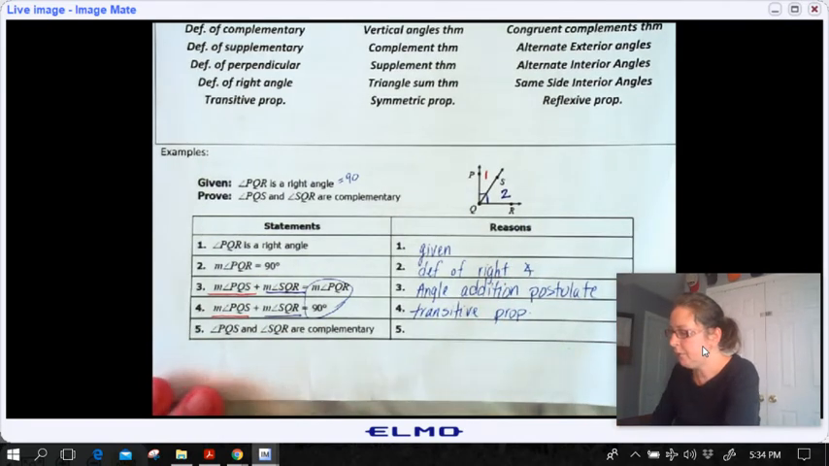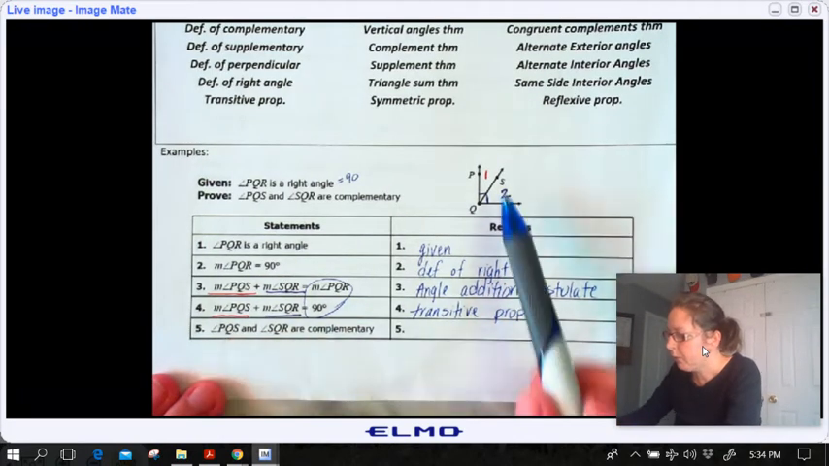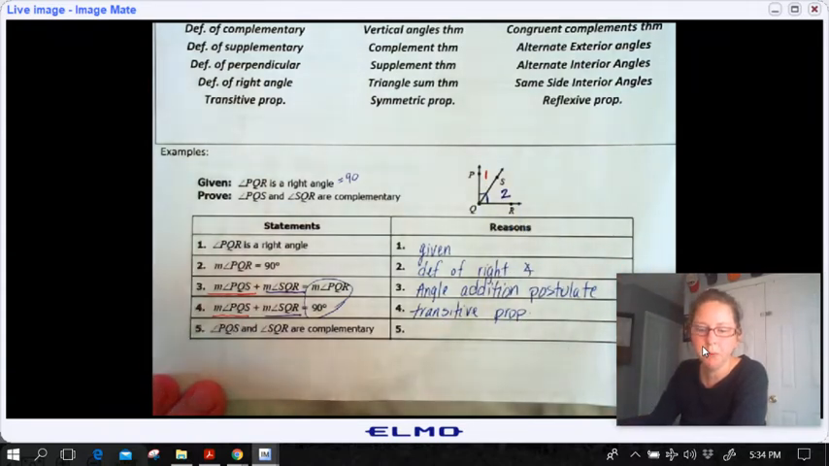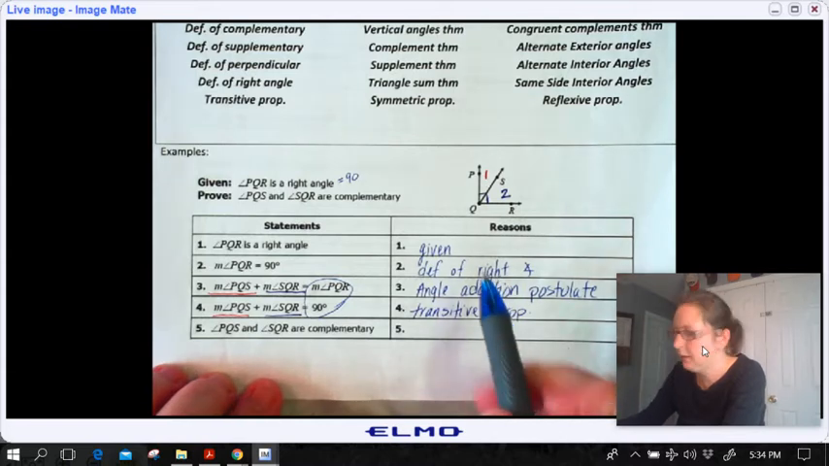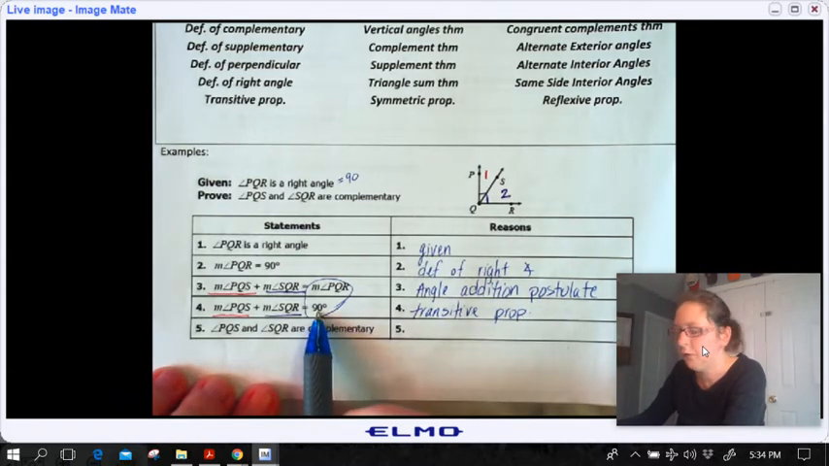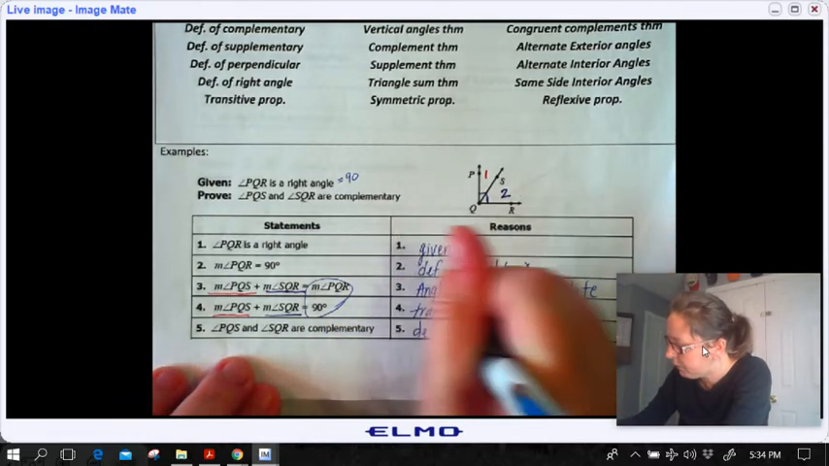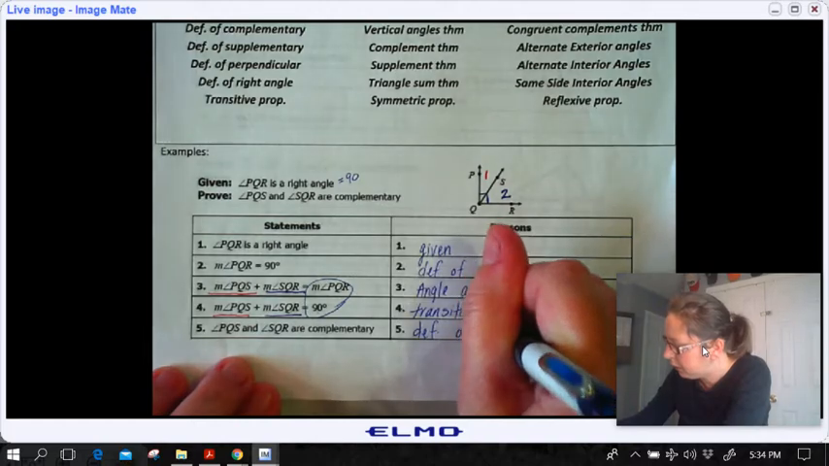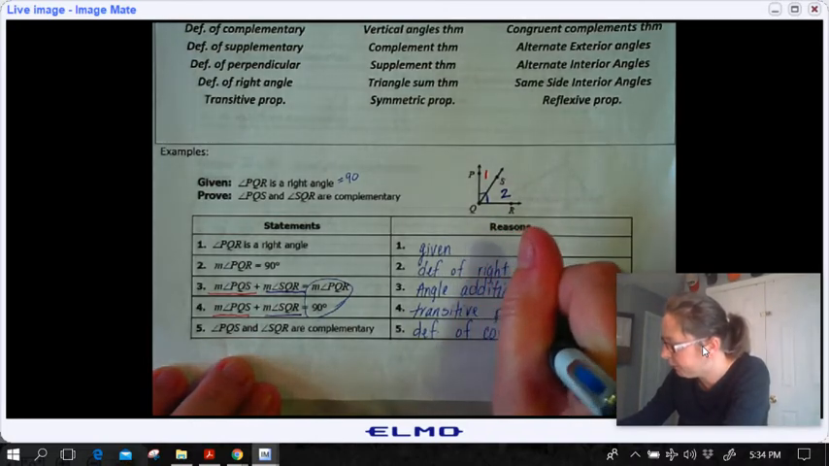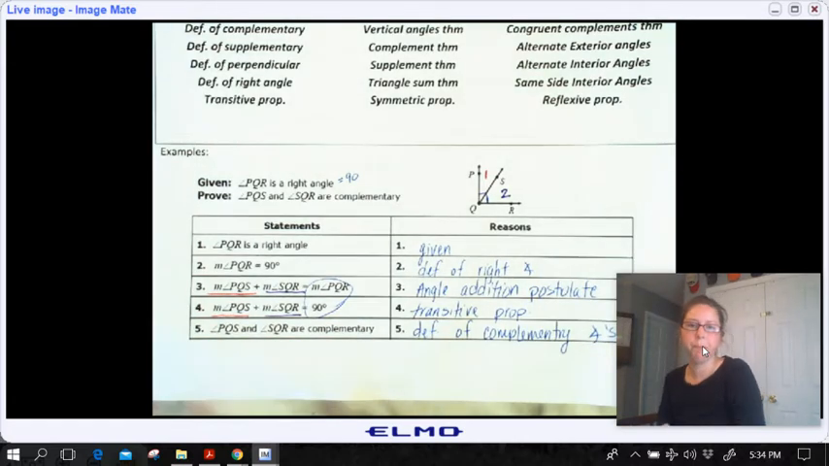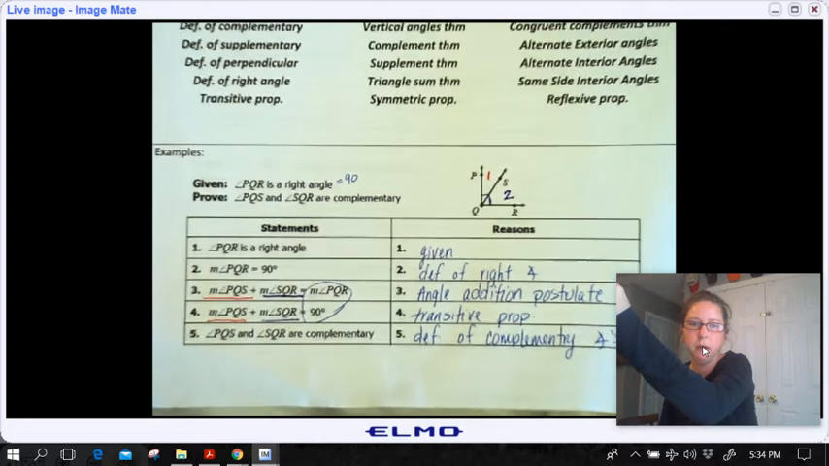Okay, and then finally, this angle 1 plus this angle 2 are complementary. And I know that because of the definition of complementary angles, which is 90 degrees. So, definition of complementary angles. Okay, so that is my very first proof.